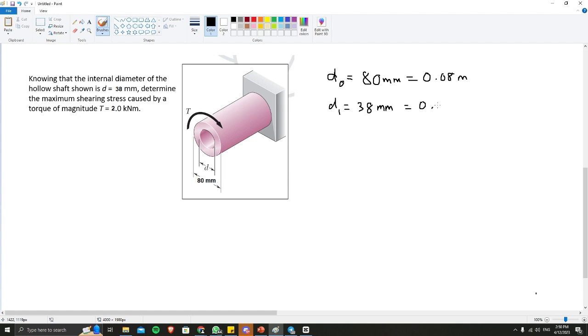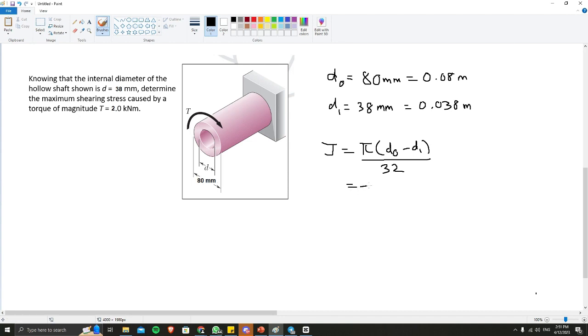And then for the hollow one, D1 is 38 mm, converted to become 0.038 meters. Okay, so to find the maximum shearing stress, we use the formula tau equals TR divided by J, but before that we have to find the J. So to find J, given that there are two diameters, we have to use the following formula, which is pi times D0 to the power of 4 minus D1 to the power of 4, and then divided by 32.